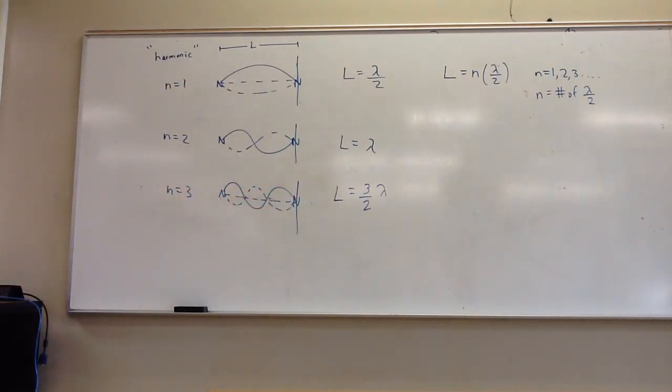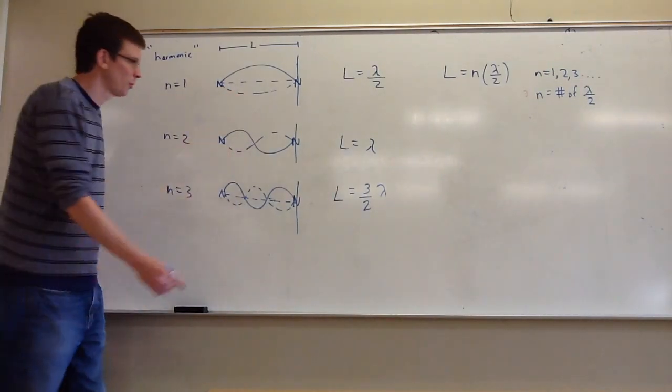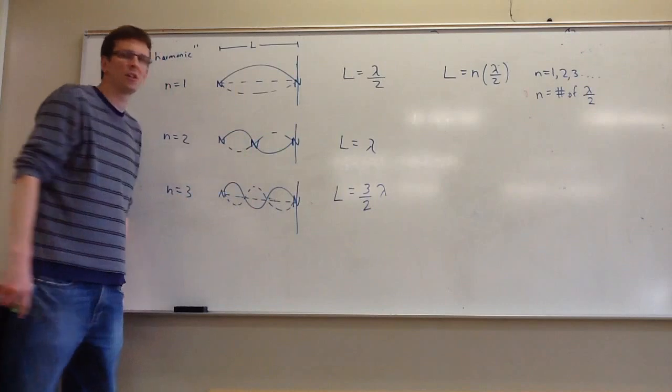Now you can choose to put no nodes in the middle, like in the first harmonic. You can put one node in the middle. There's also a point where the wave doesn't move.